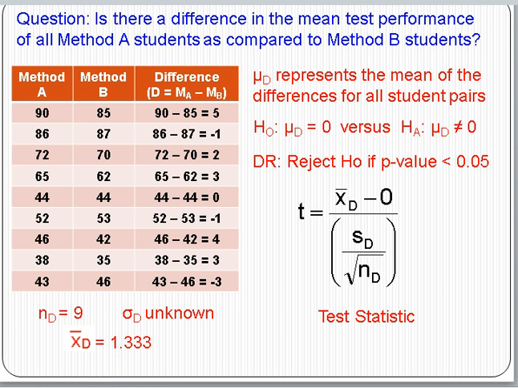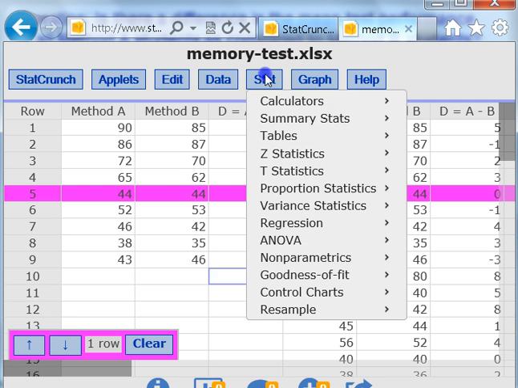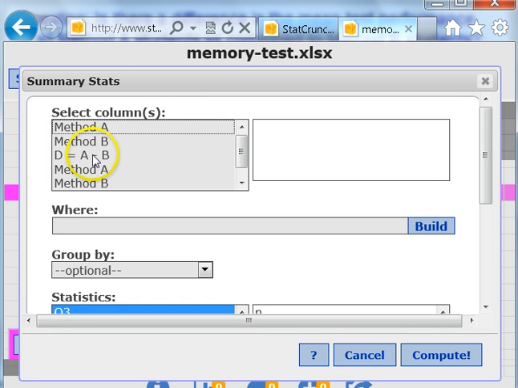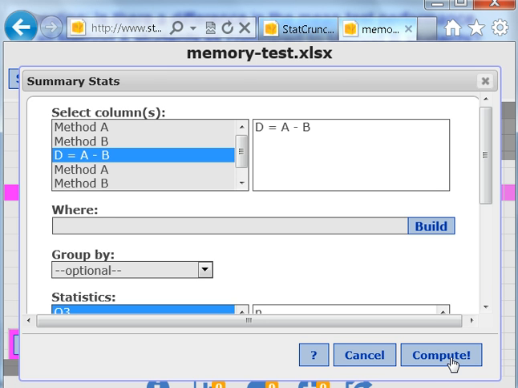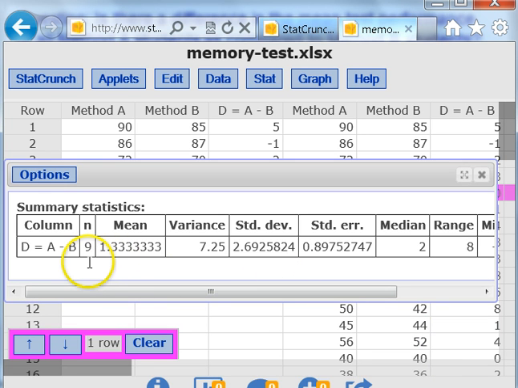To do so, I'll go to StatCrunch. In StatCrunch, I have the method A and method B here, and here are the differences between those, A minus B. We go to Stat, Summary Statistics, under Columns. We'll look at the statistics on those differences, and compute. We get, again, the number of differences is 9, the mean of the differences is 1.33, the standard deviation of the differences is about 2.69.